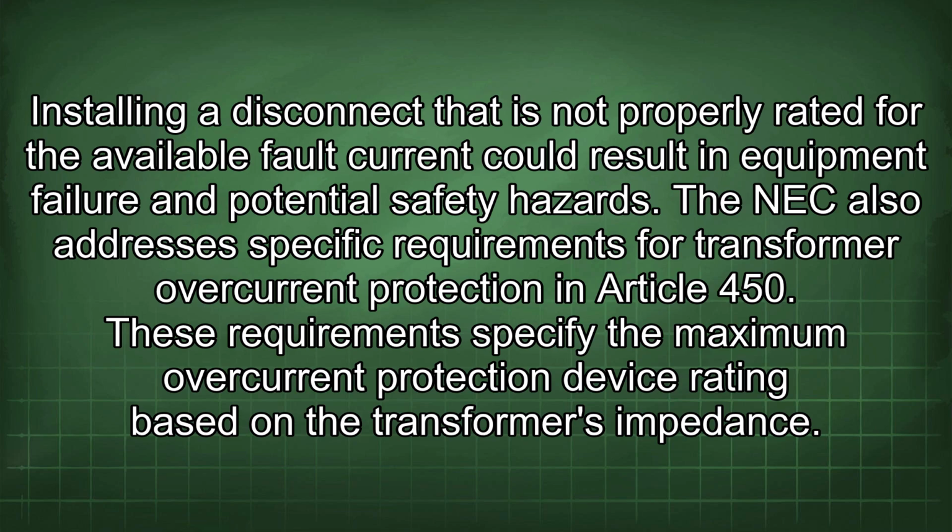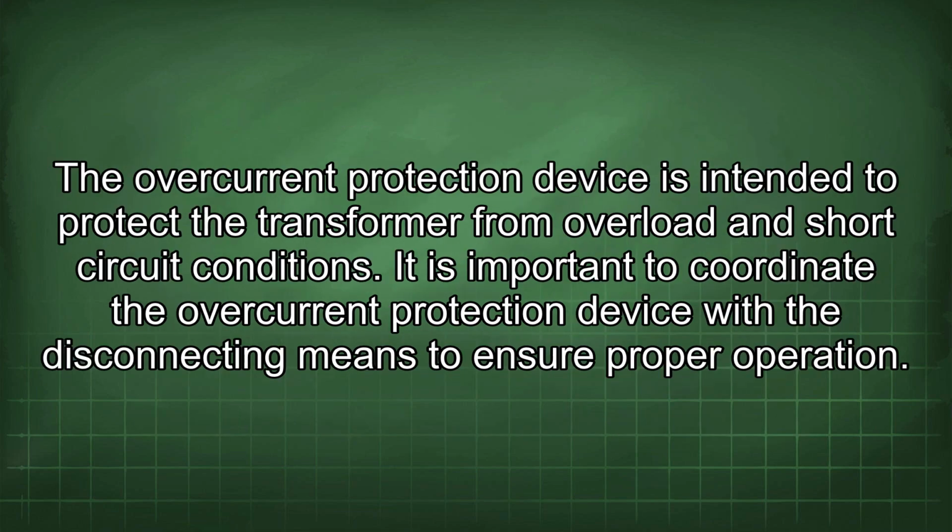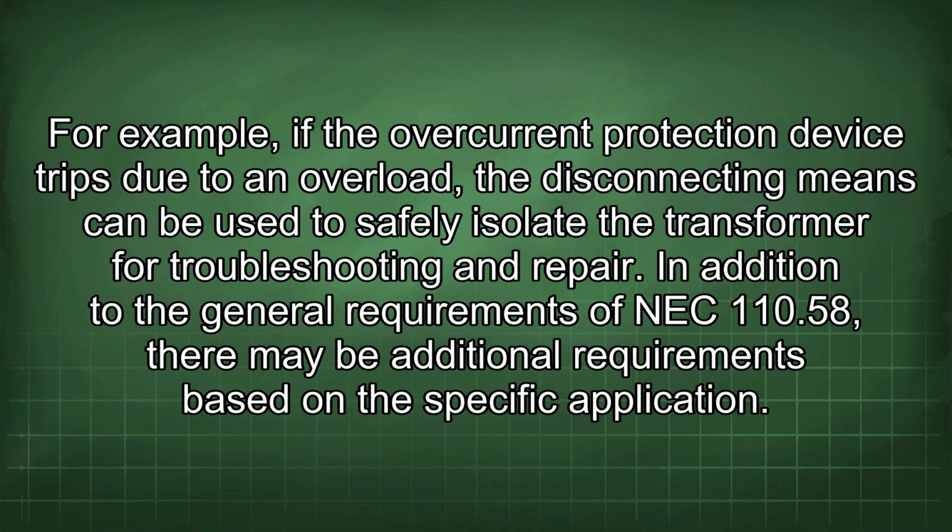The NEC also addresses specific requirements for transformer overcurrent protection in Article 450. These requirements specify the maximum overcurrent protection device rating based on the transformer's impedance. The overcurrent protection device is intended to protect the transformer from overload and short-circuit conditions. It is important to coordinate the overcurrent protection device with the disconnecting means to ensure proper operation. For example, if the overcurrent protection device trips due to an overload, the disconnecting means can be used to safely isolate the transformer for troubleshooting and repair.